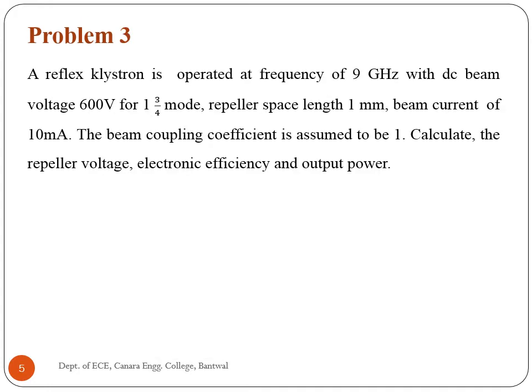Third problem. A reflex klystron is operated at frequency of 9 GHz with DC beam voltage 600 volts for 1 into 3 by 4 mode, repeller space length 1 millimeter, beam current of 10 milliamperes. The beam coupling coefficient is assumed to be 1. Calculate the repeller voltage, electronic efficiency and output power.